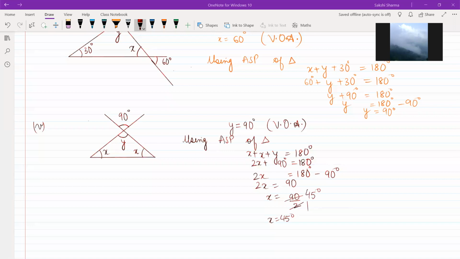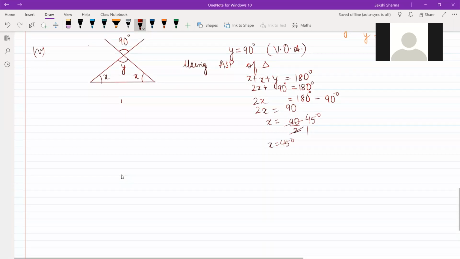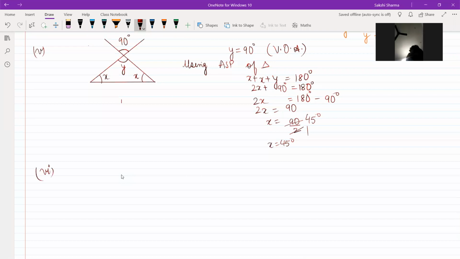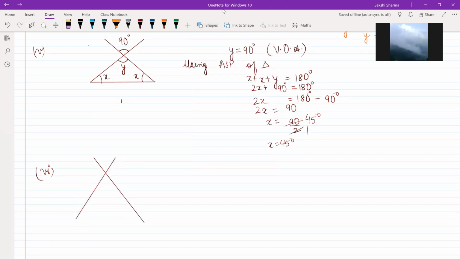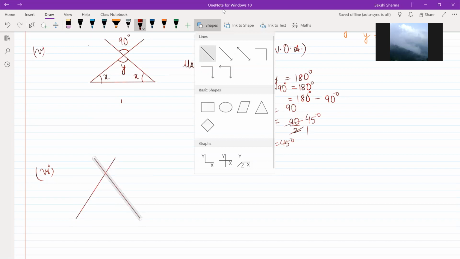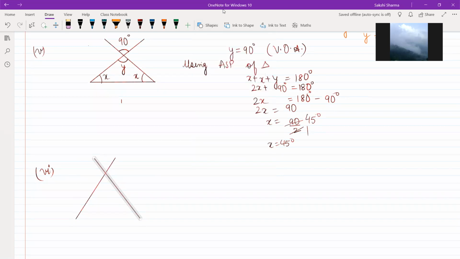So this gives you the answer for y as 90 and x as 45 degrees. I hope I'm audible to everyone. Yes, ma'am. If anyone's writing down the fourth part... No, ma'am. Ma'am, in part 6, the x is the same as y. Yes, their values are equal. Now, can you see the way I'm drawing this?